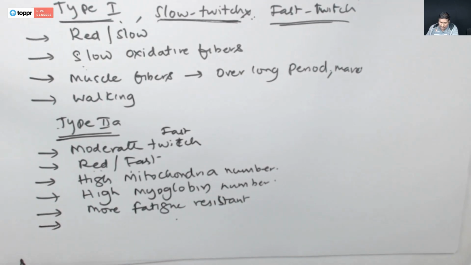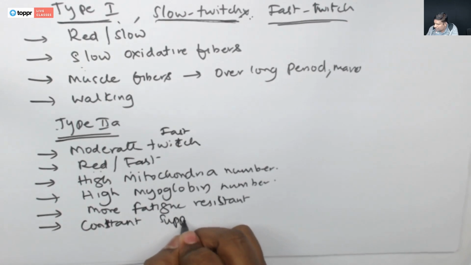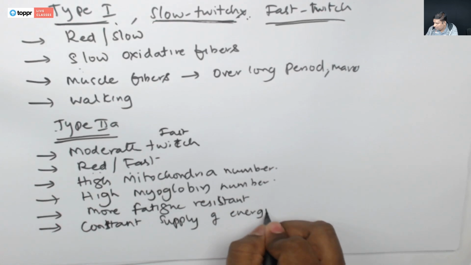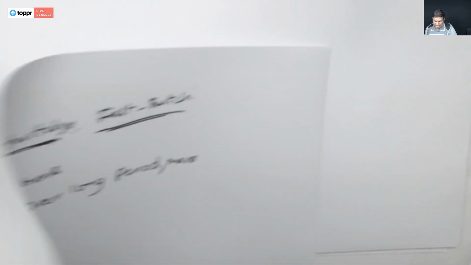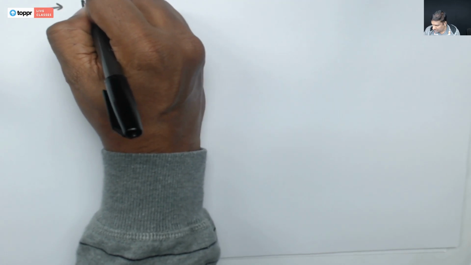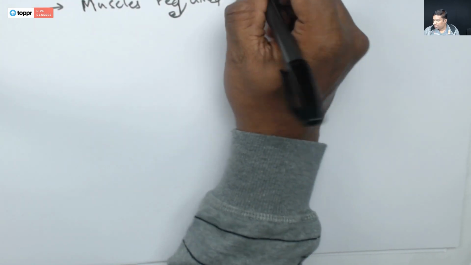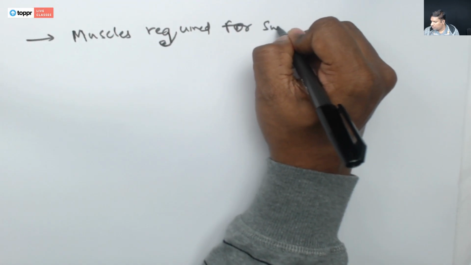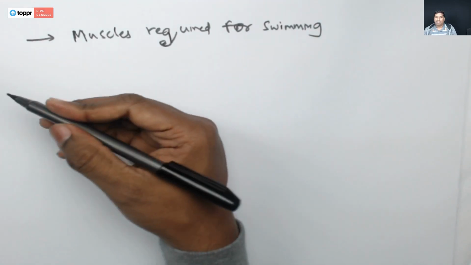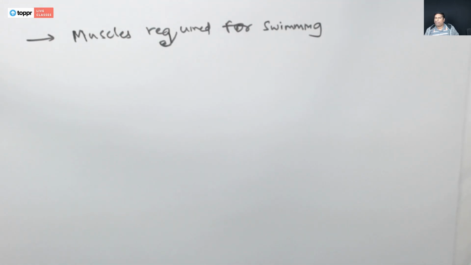They require a constant supply of energy, and these muscle fibers get activated particularly in muscles required for swimming. You will see that these are the muscle fibers which are active in all those muscles required for swimming. They are the ones providing a continuous supply of energy, because swimming takes a lot of energy.